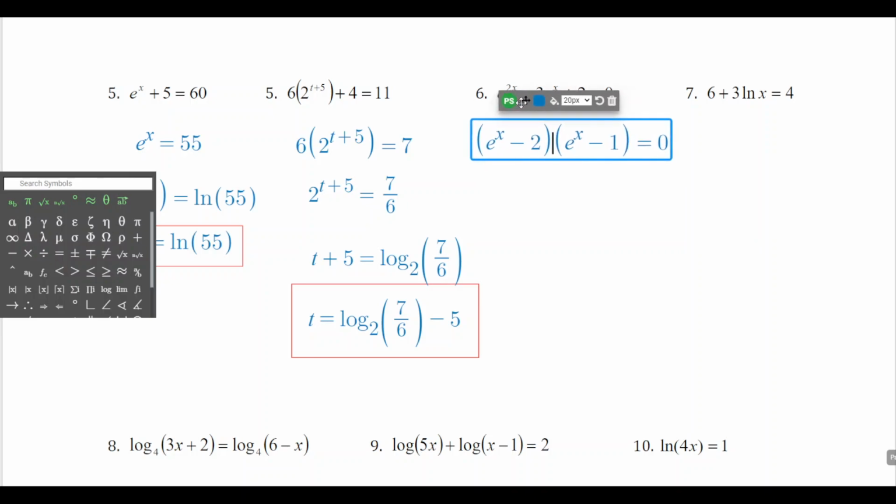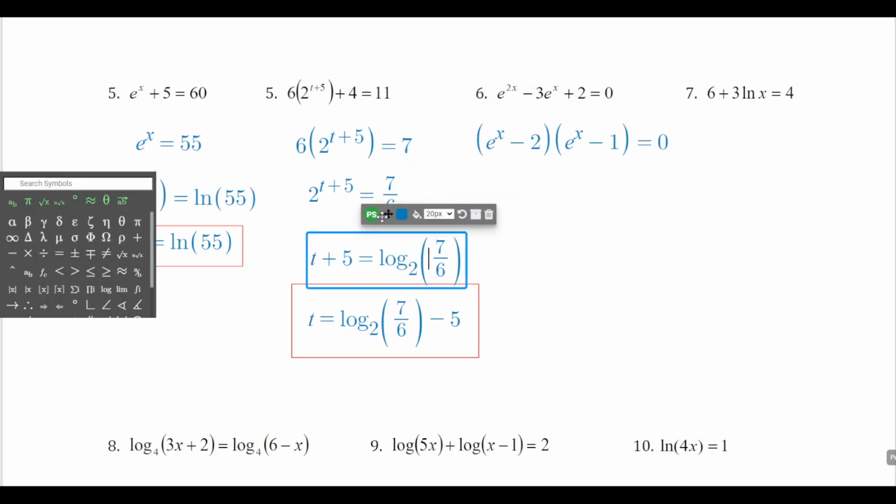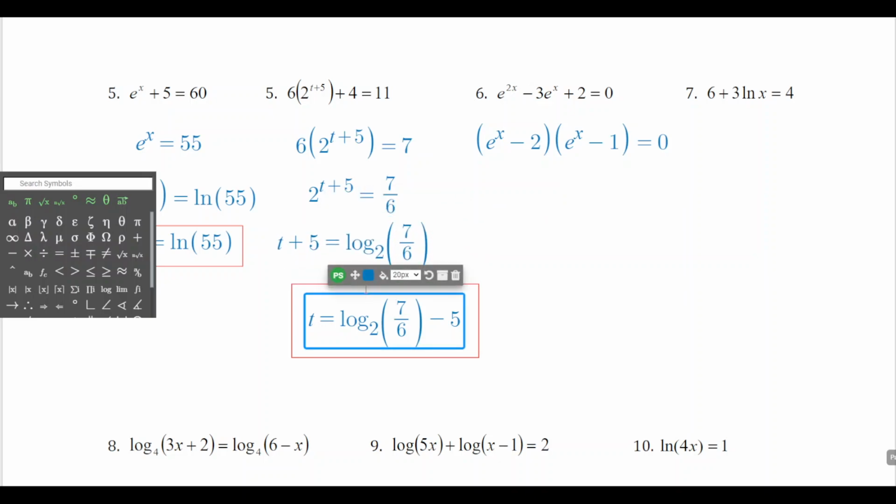Again, I go into more detail on this kind of problem in the lecture video, so if you're confused on the factoring piece here, go back and check out that video. From here, we're going to set each factor equal to 0.